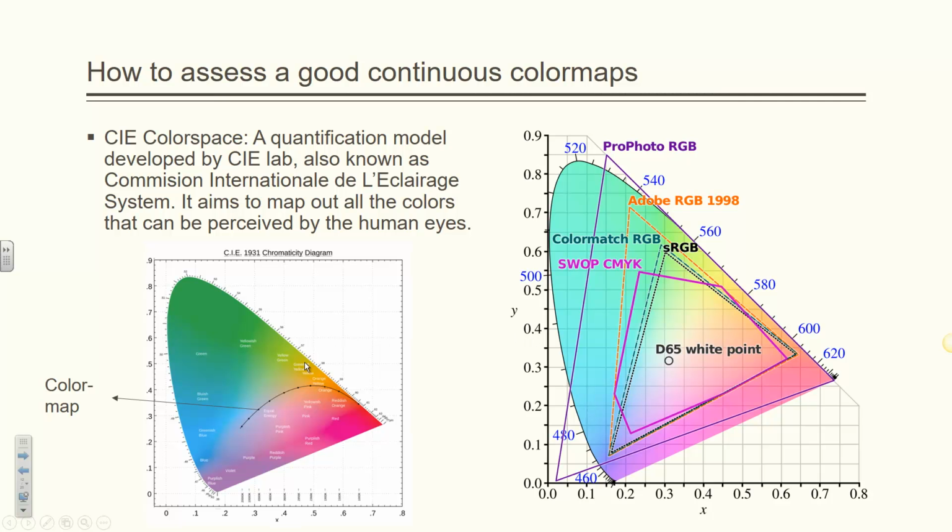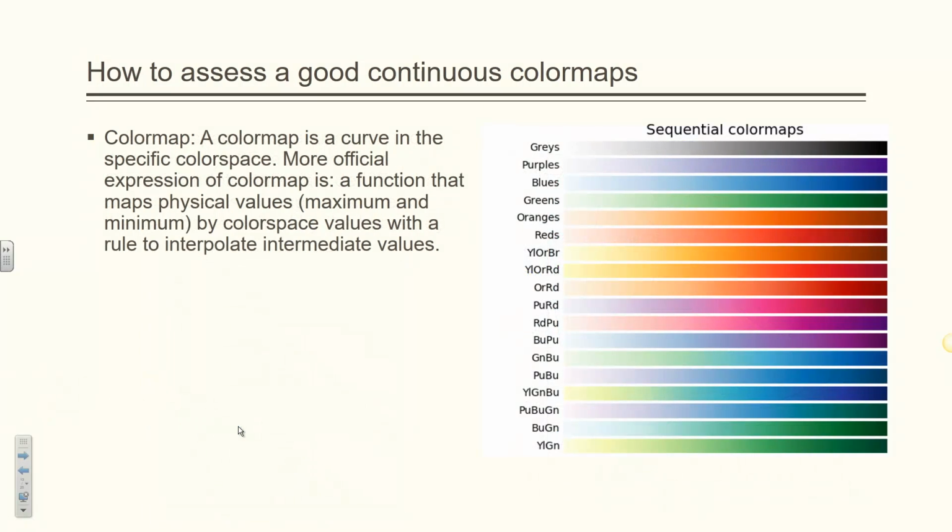And what is a color map? A color map is actually a line or arc, any straight line or arc, in this color space. Like this one is a color map. A color map is a curve in the specific color space. A more official expression of a color map is a function that maps physical values to color space values with a rule to interpolate intermediate values. So to me, the color maps are what I call color bars when I make plots.